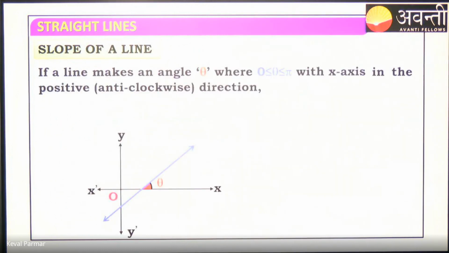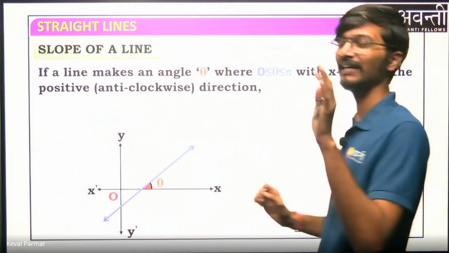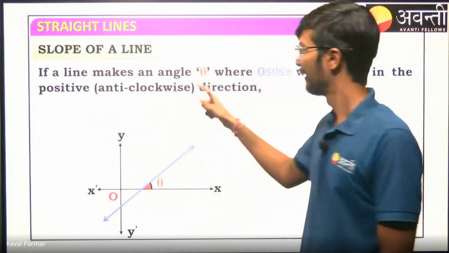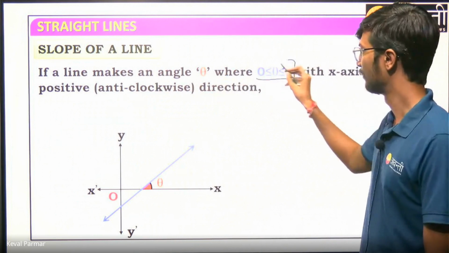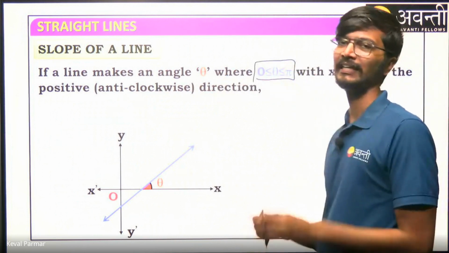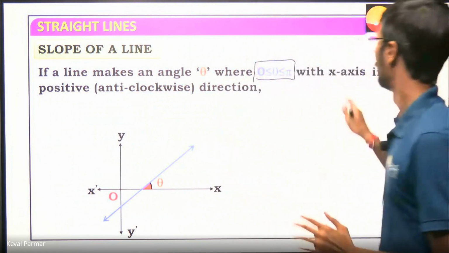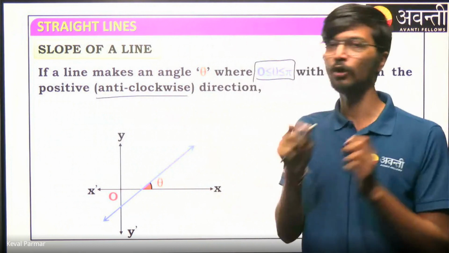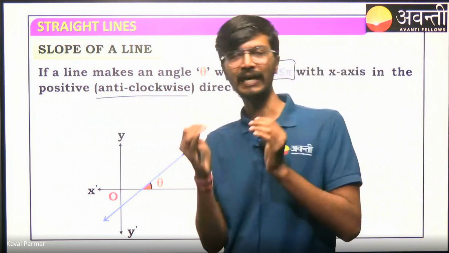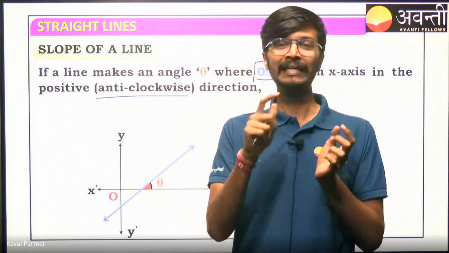So here is the definition of inclination. What is the definition? If a line makes angle theta, where theta is between 0 to pi, with x-axis in positive, positive means anti-clockwise direction, then this theta is called inclination.